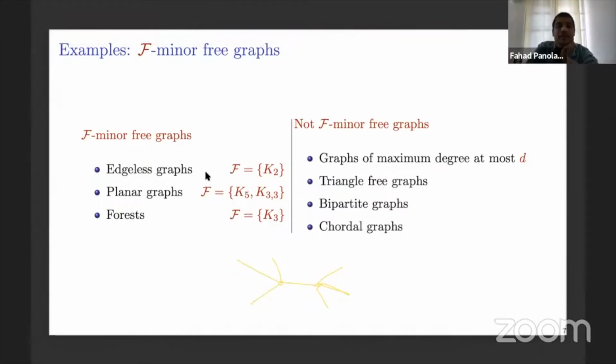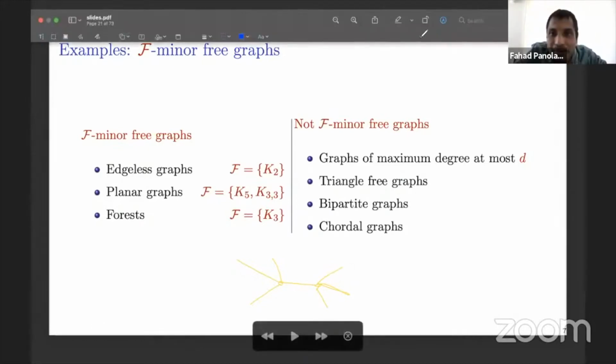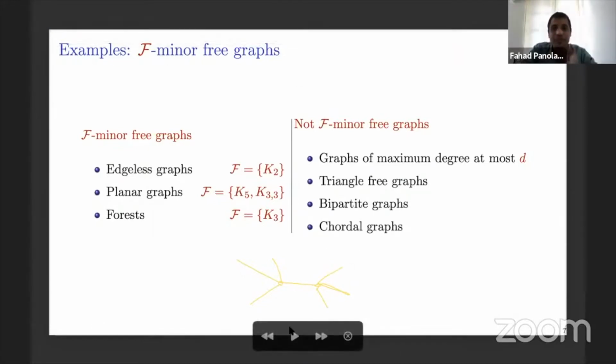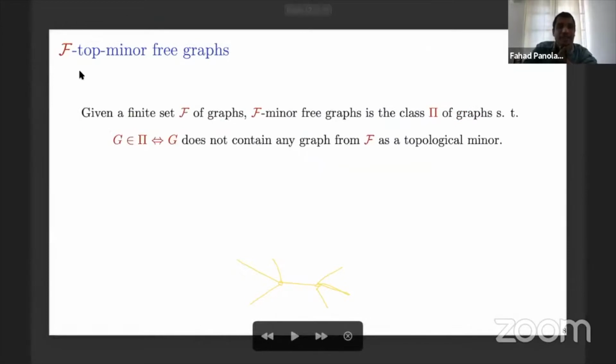Okay. So now let's move on to F topological minor free graphs.